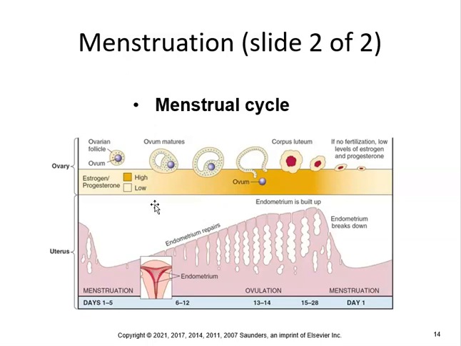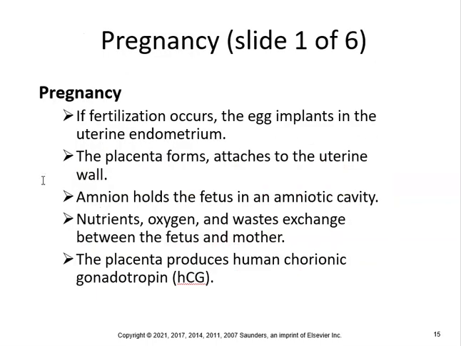Again, this is more physiology, but it is still interesting to know. Let's say there is a sperm present, then you get pregnant. If fertilization occurs, the egg implants in the uterine endometrium, the placenta forms and attaches to the uterine wall. Amnion holds the fetus in the amniotic cavity. Nutrients, oxygen, and waste exchange between the fetus and the mother, and the placenta produces HCG, and that's the pregnancy test that they can test for.